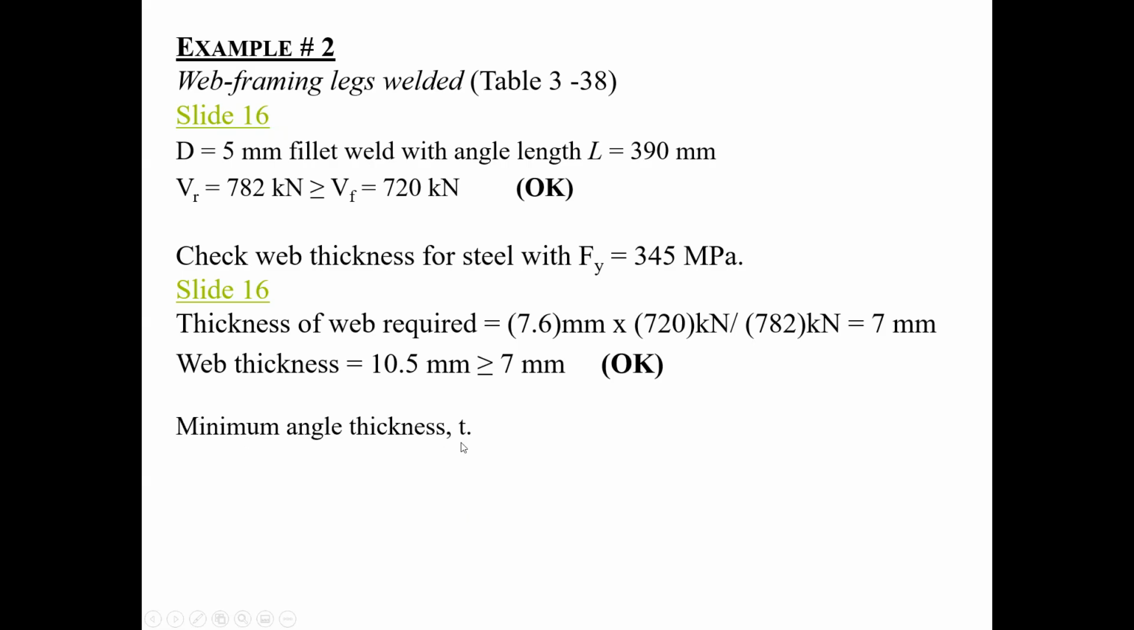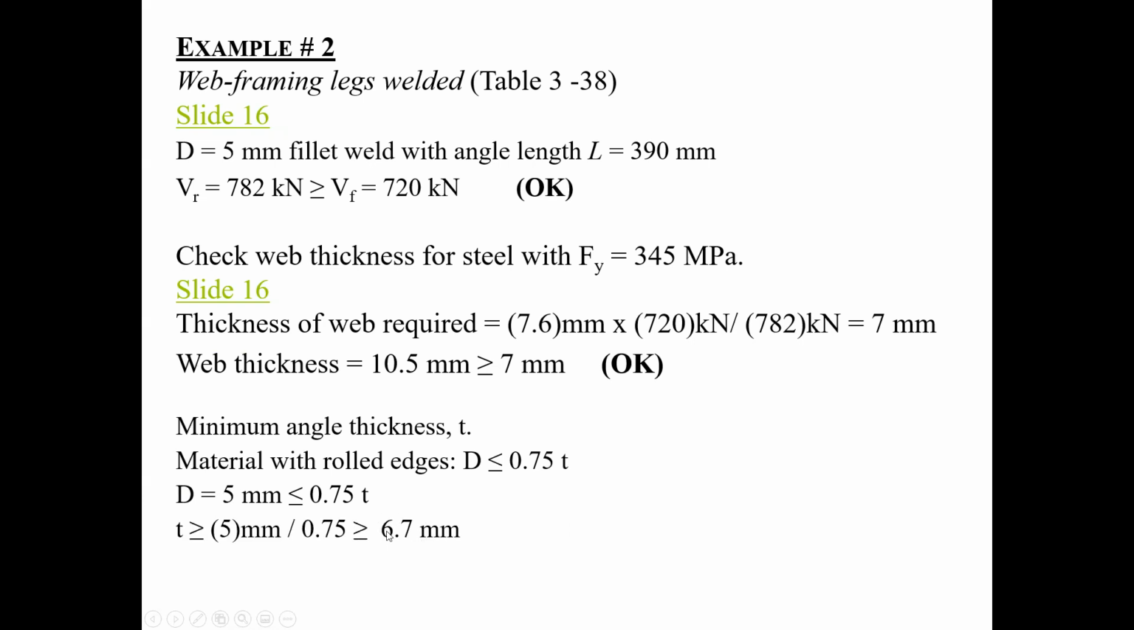Now, minimum angle thicknesses, okay? Like I said, this is just good practice. If I have a weld size of 5mm, the angle thickness should be at least 6.7mm. Now, do I have 6.7mm? No. If I go to the tables, I notice that the closest one that has at least 6.7mm will be 7.9mm, and of course that's what I would specify for the thickness of the angles.